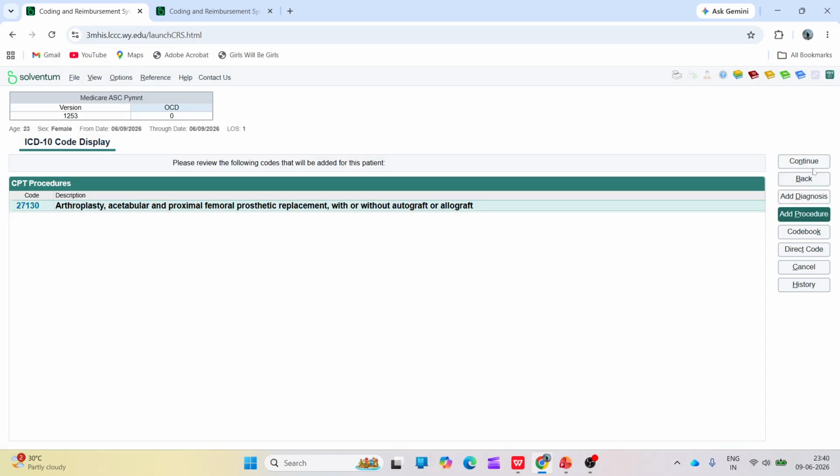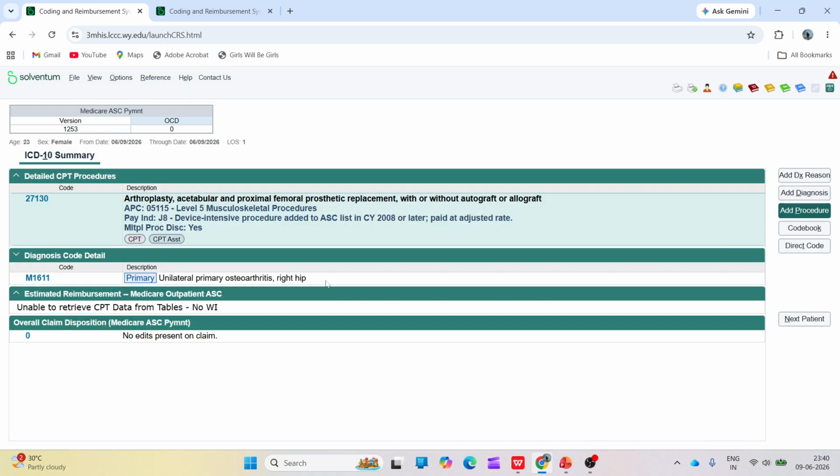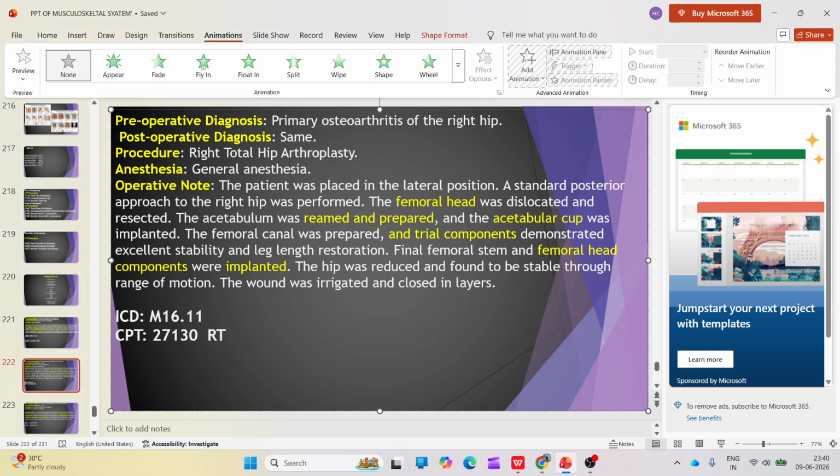So this one is 271330, which is a total hip arthroplasty, and these were the components of the hip, that is an acetabular and proximal femoral prosthetic replacement. So the modifier will be the right side. So simply this is a navigation of the total hip replacement or total hip arthroplasty, you can say. So simply a navigation.